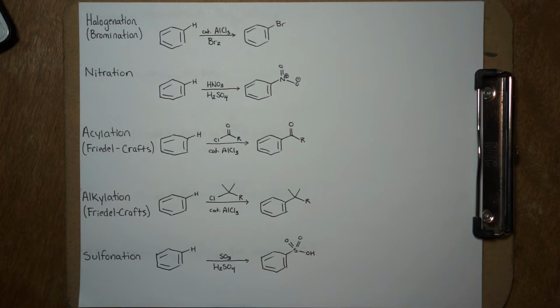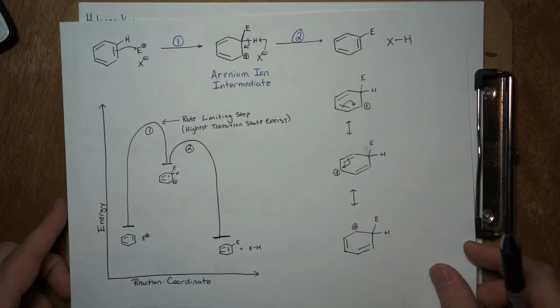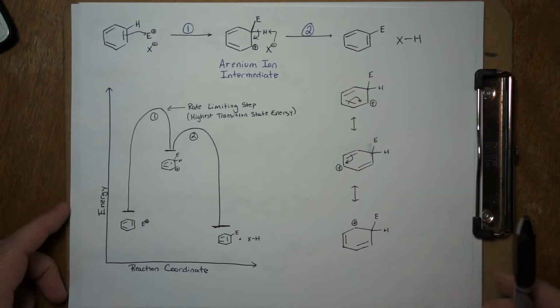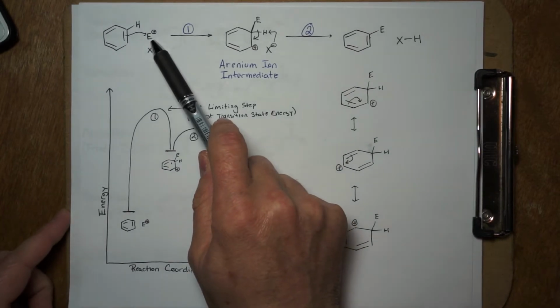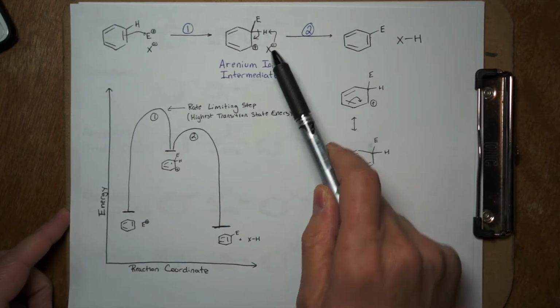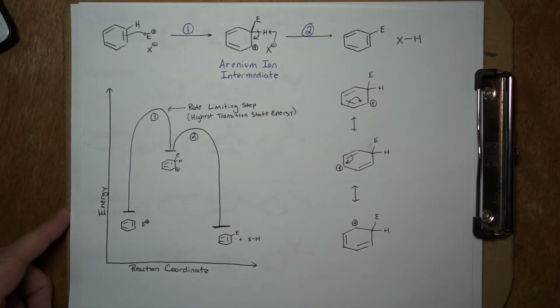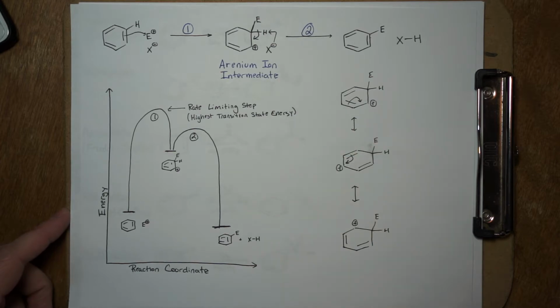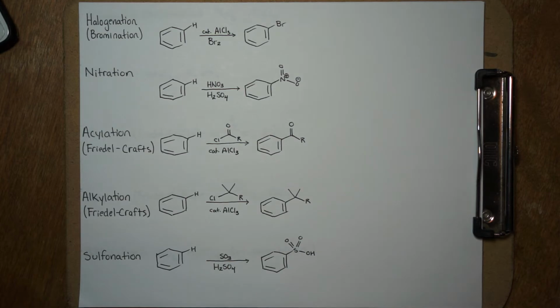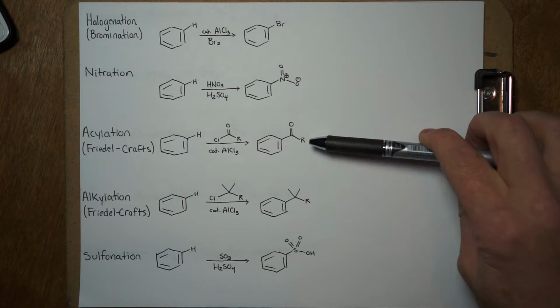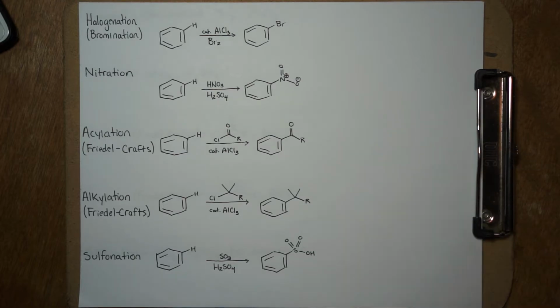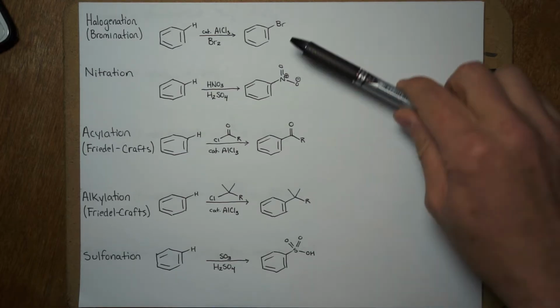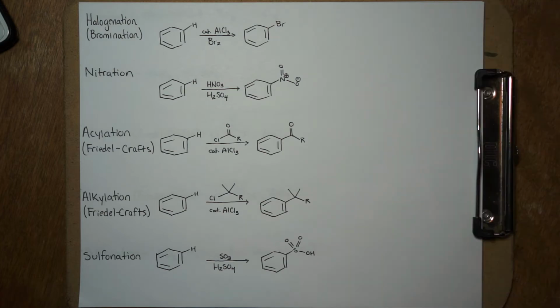All right, so really the only thing that's going to be different in these reactions is the type of electrophile that's used, and then the type of base that is used to pull a proton when we draw the mechanism. So, five reactions: halogenation, nitration, acylation, alkylation, sulfonation. We'll just go through them in order. We'll start with halogenation.